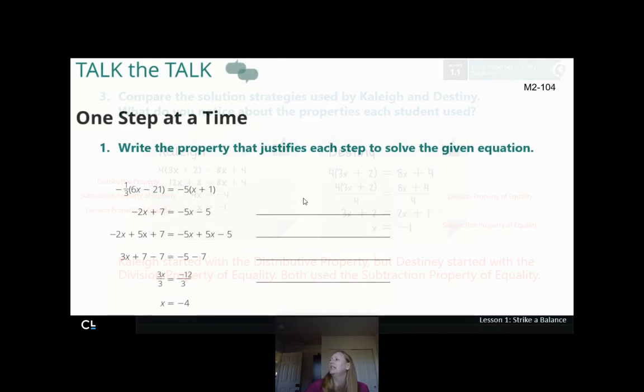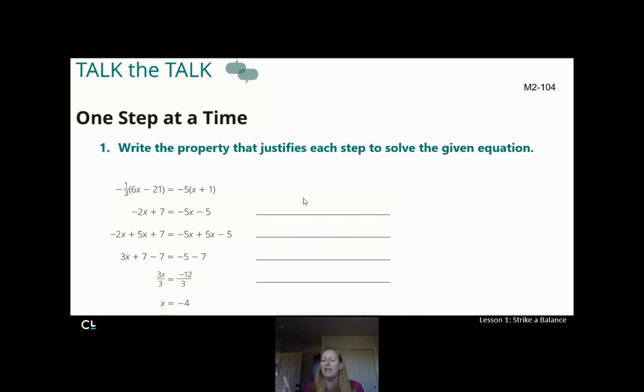So last little thing, we have the talk the talk. We're going to jump a few pages over to page 104, M2-104. We're going to go to the talk the talk, and you have two problems there. Now, the first problem, I would like you to write the property that justifies each step to solve the given equation. So they actually solved it for you. I want you to take a close look and tell me what properties they used. All right, go ahead and hit pause, write down the properties that they used, and then hit play when you're ready to check your work.